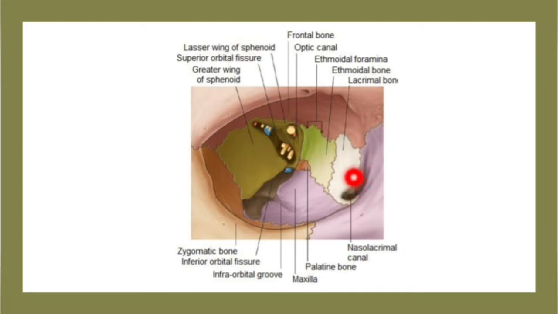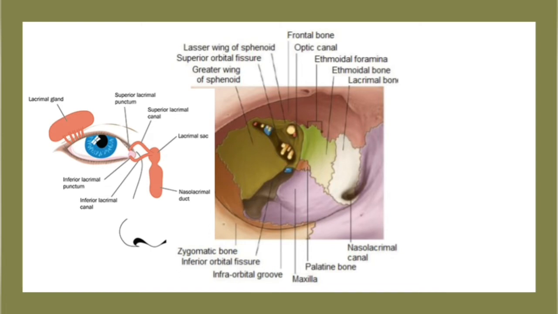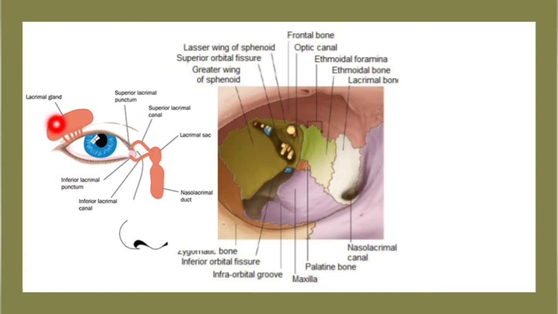So this nasolacrimal canal, before that, I will need to show you the production of the tears, right? So this is the eye, right? The lacrimal gland. Upon production, the tears will go medially through the superior lacrimal canal and inferior lacrimal canal to the lacrimal sac, right? Thus, this is the part which lodges into the lacrimal fossa, the lacrimal sac, and then down to the nasal cavity via the nasolacrimal duct, right? So this is very important.